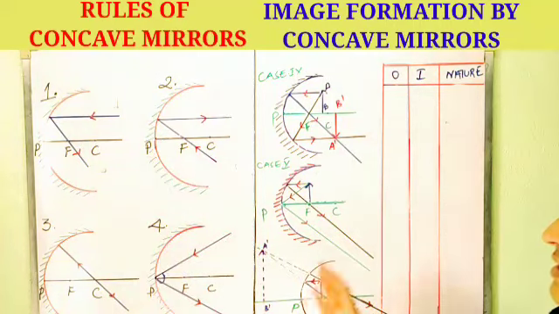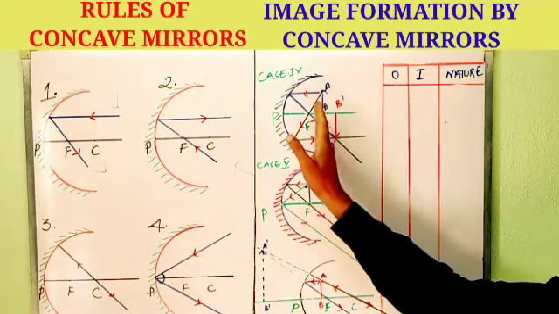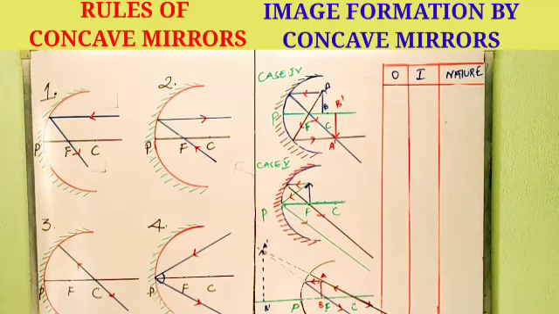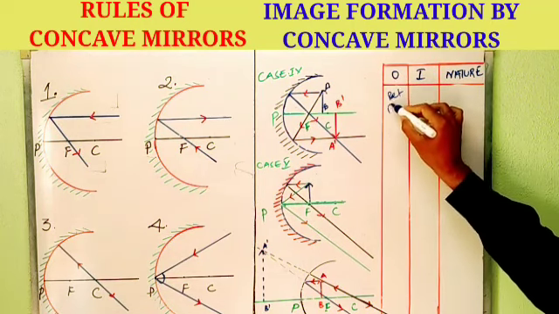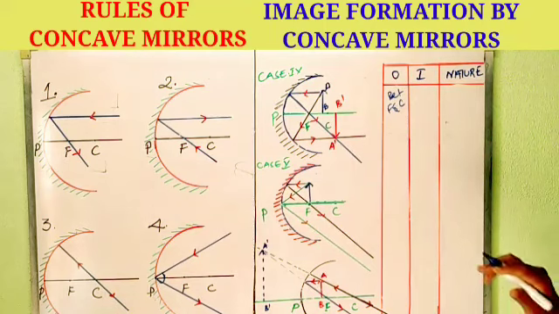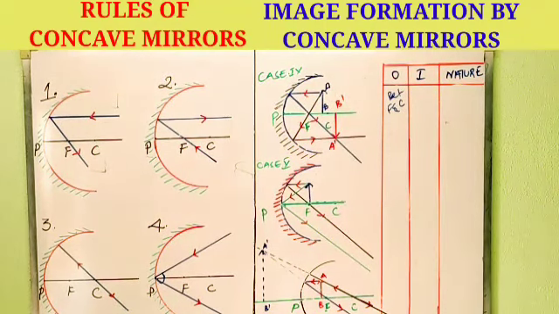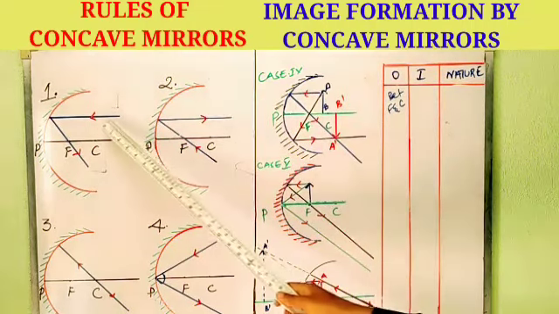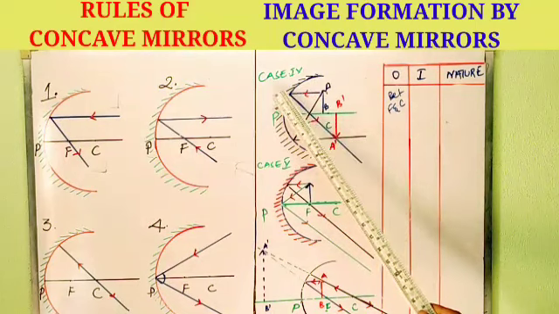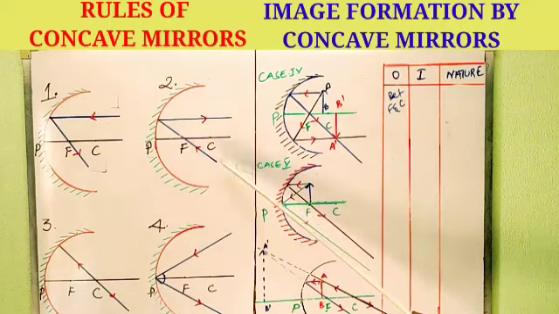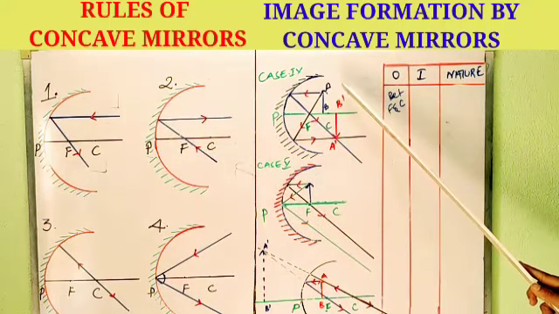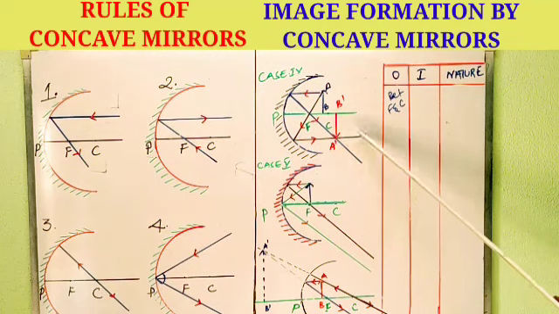Now in the fourth case, we are keeping the object in between F and C. Where is the object? You can see the object is the blue line, that is AB. It is between F and C. Now you can see the first ray passing parallel to the principal axis. If it is parallel to the principal axis, it passes through focus. And the second ray is passing through the focus, so it goes parallel to the principal axis.